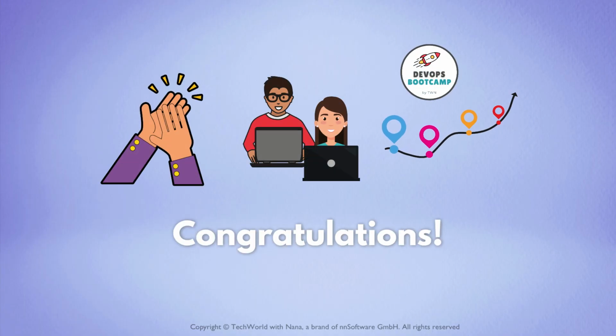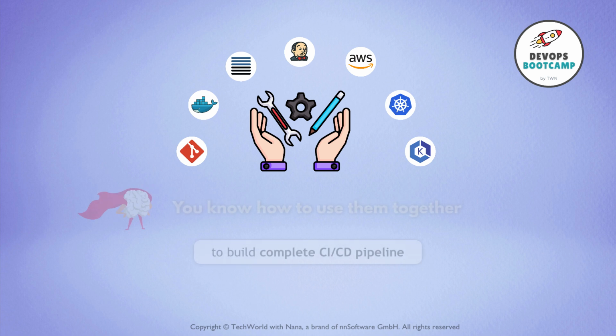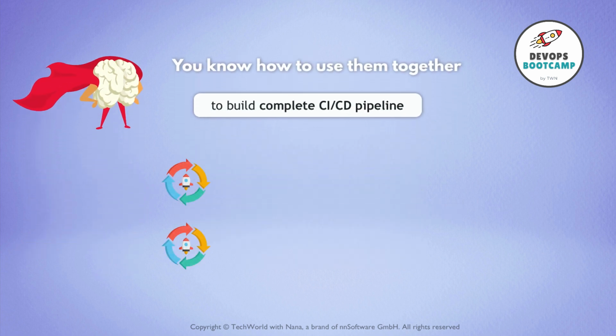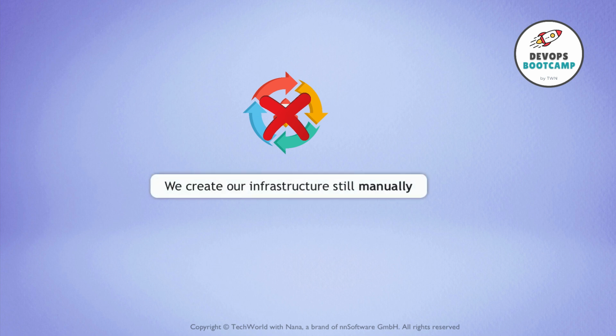First of all, congratulations on your progress. You have already learned many DevOps tools and you know how to use them together to build a complete CI/CD pipeline to automate building and deploying your applications. Now, one thing that is still not automated in that process is creating infrastructure, right?